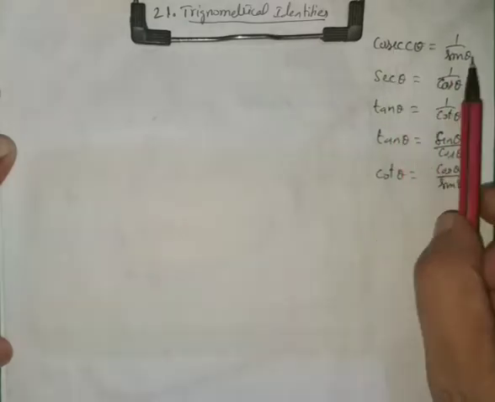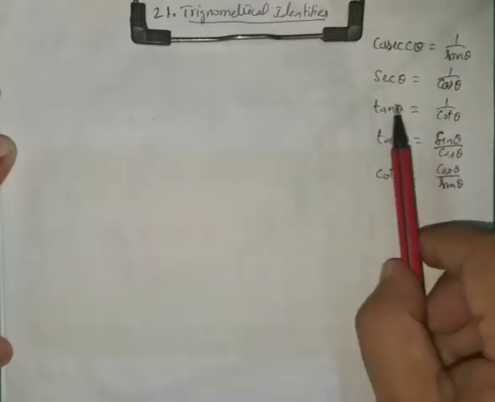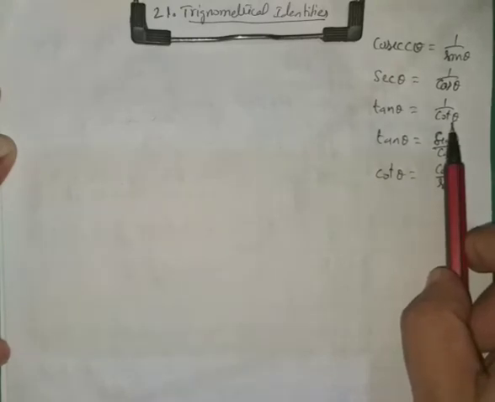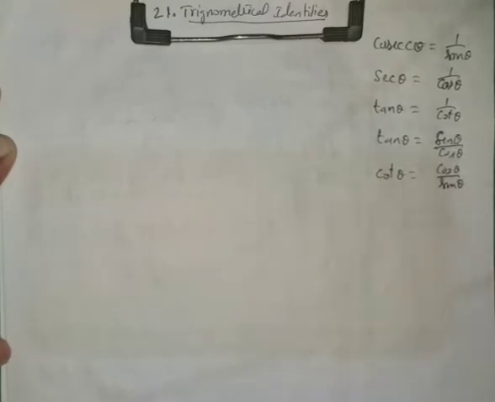So we have seen these six ratios: cosecant theta, sin theta, secant theta, cos theta, tan theta, and cot theta. And tan theta and cot theta both are related with the ratios sin theta over cos theta and cos theta over sin theta. Now, in this chapter, we are going to talk about identities. So identities are the relations that can be used whenever, wherever required to satisfy certain conditions.